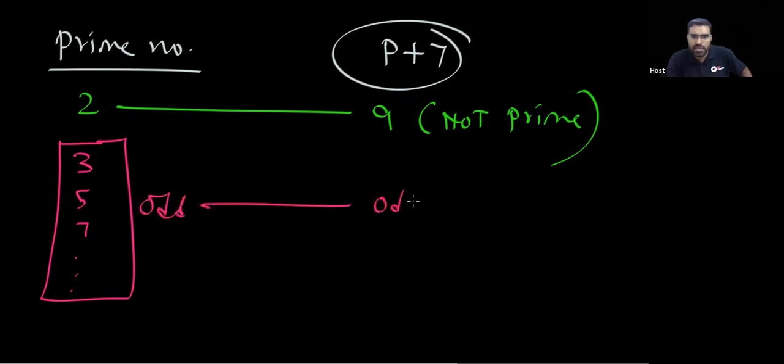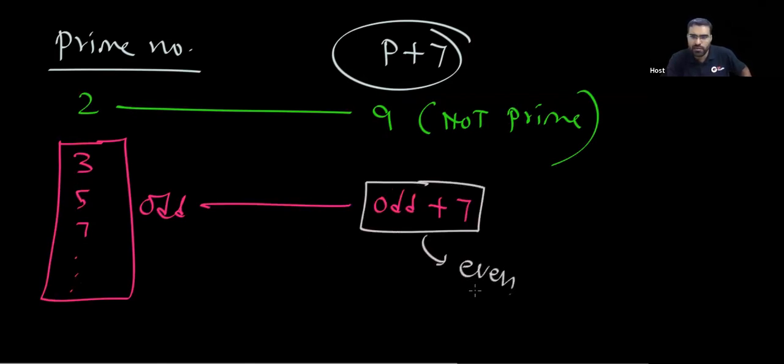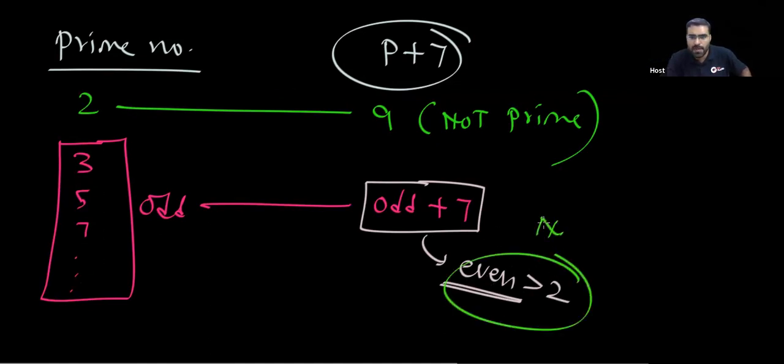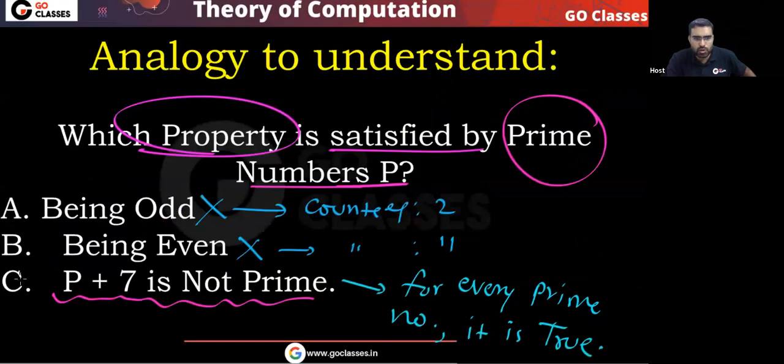If you do odd plus 7, if you do odd plus odd, that will be even. And definitely even greater than 2. Even greater than 2 is never prime. Yes or no? Even number greater than 2 is never prime. So you can easily notice this option C.